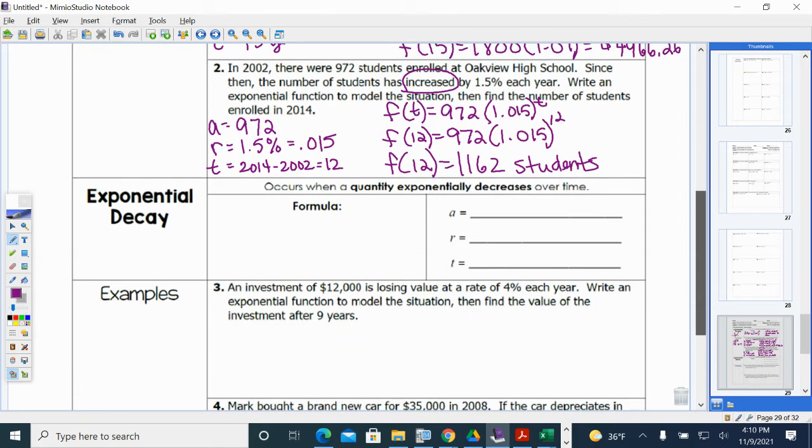All right, that brings us to exponential decay. The formula for decay is almost identical to growth. f of t is equal to a times 1 minus r to the power of t. So with decay, we subtract the percentage from 1. And exponential decay occurs when a quantity exponentially decreases over time. So it decreases. A is still the initial amount. R is still your decay rate.